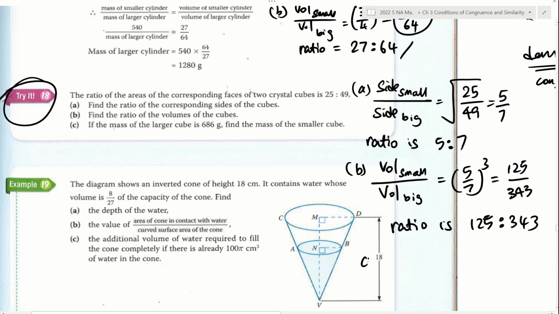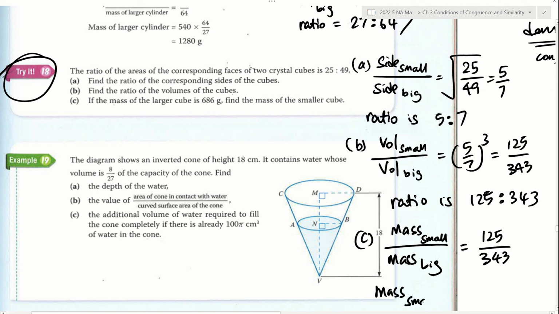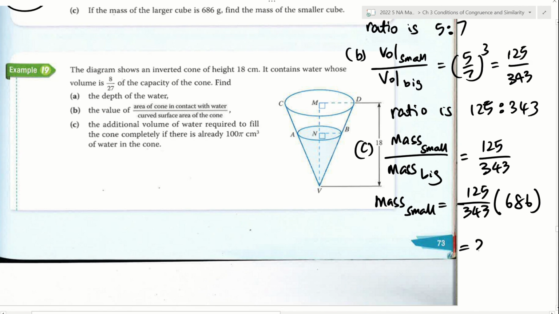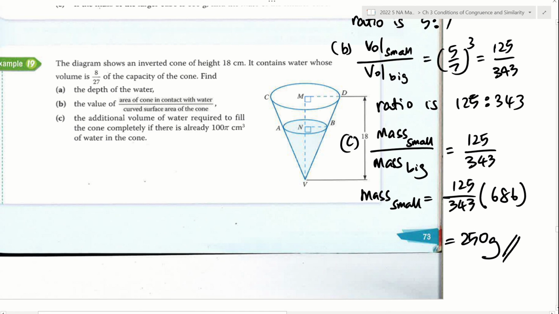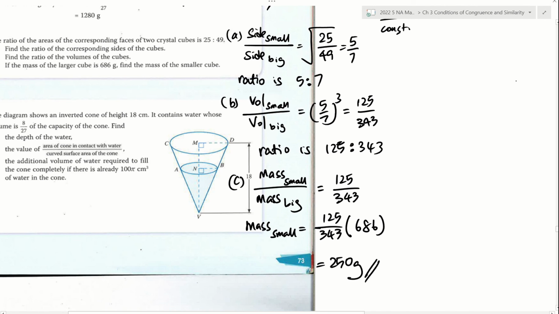Now part C, that's the one we are interested in. The mass of the larger is 686. Find the mass of the smaller. So the mass small over mass big is the same ratio as the volume, 125 to 343. We have the mass of the big cube. So mass small is 125 over 343 multiplied by 686, which is 250. Got it? You must look at the presentation. I try to make life easy for you. Don't need to write a lot of things.